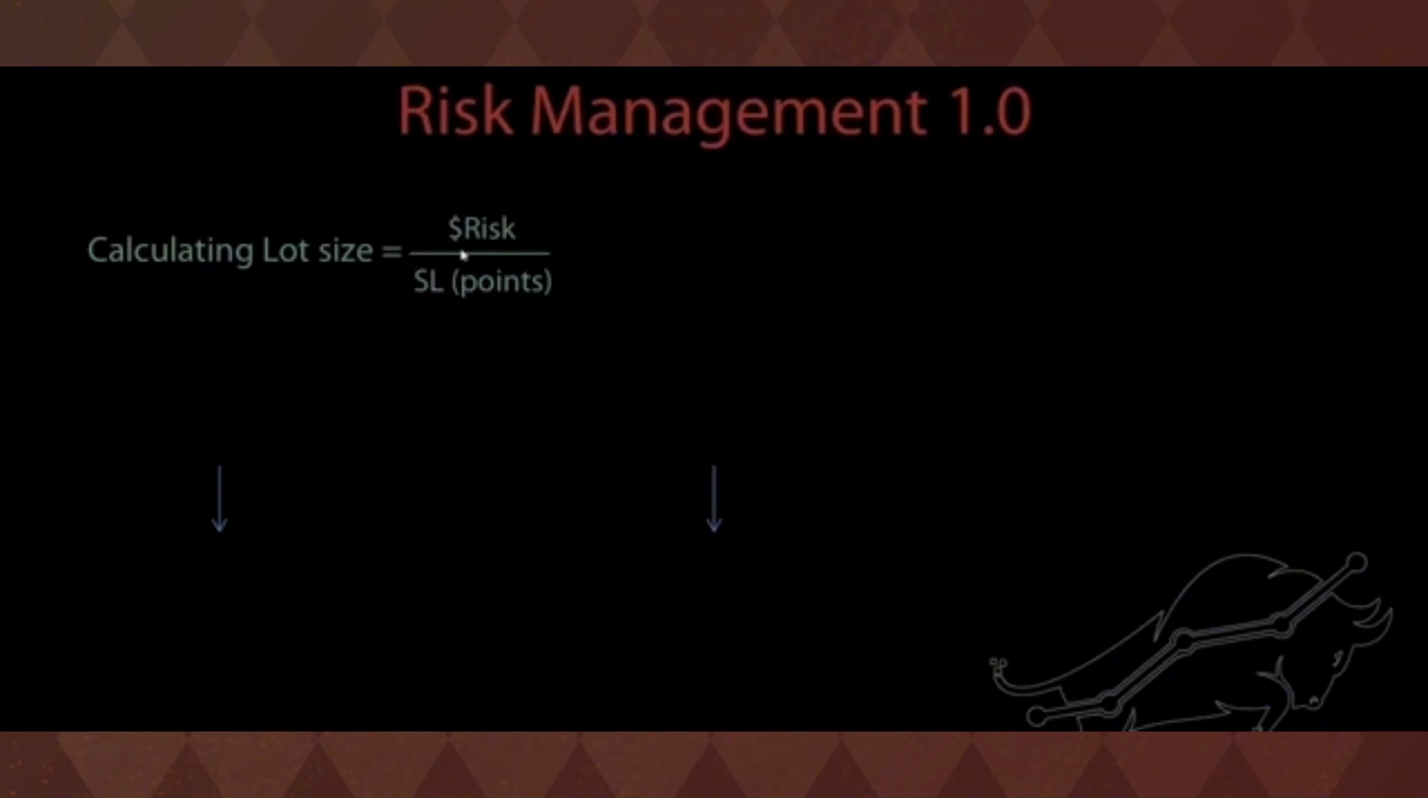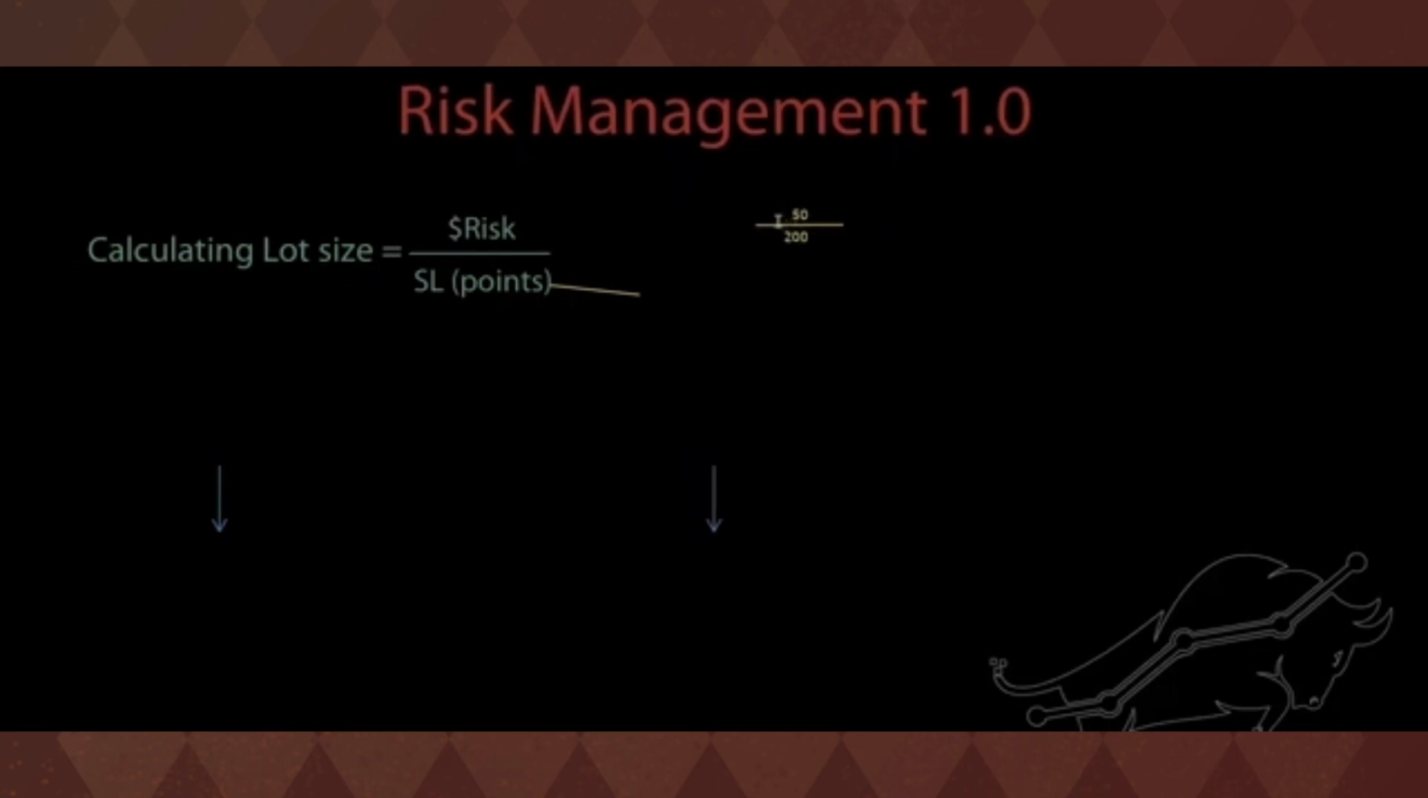So let's say you have dollar risk. Let's say someone has a $1,000 account and they say, okay, I want to risk $50. When you calculate your stop loss, you say, okay, my stop loss is going to be, let's say, 20 pips, right? So you want to measure stop loss in points. So 20 pips is going to be 200 points. So 50 divided by 200, so it's going to be around 5 by 20.